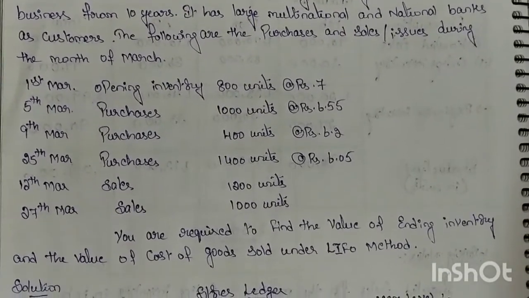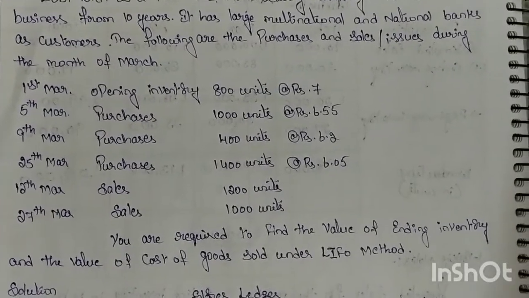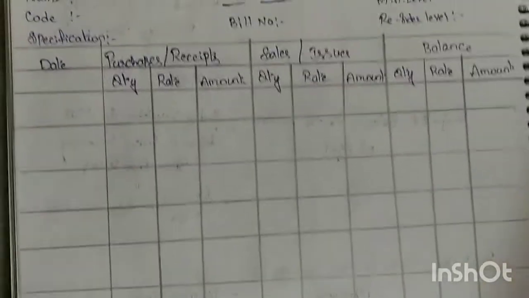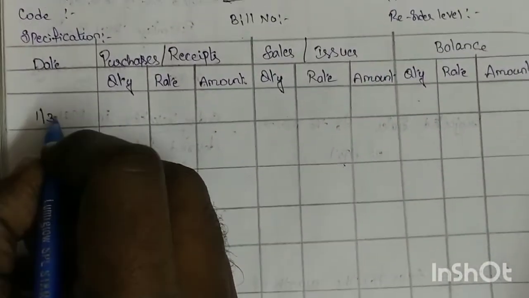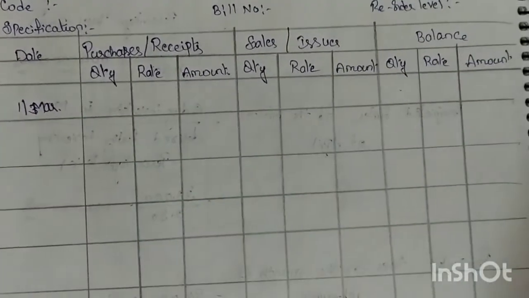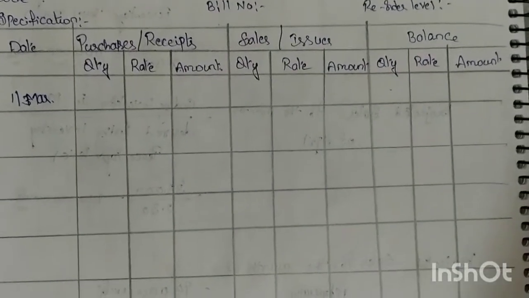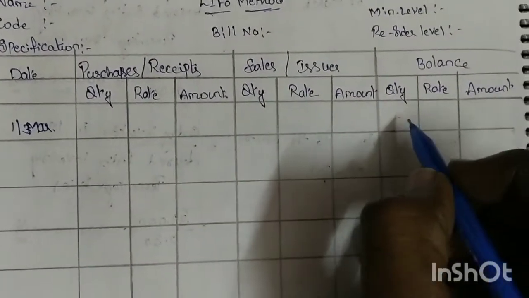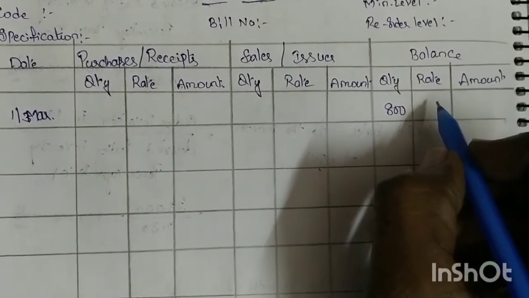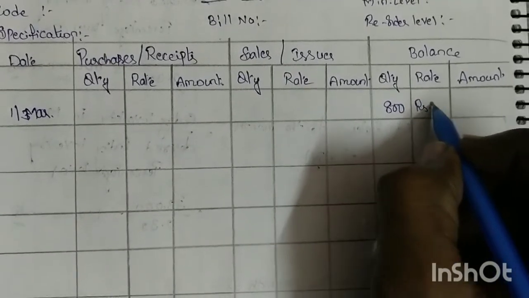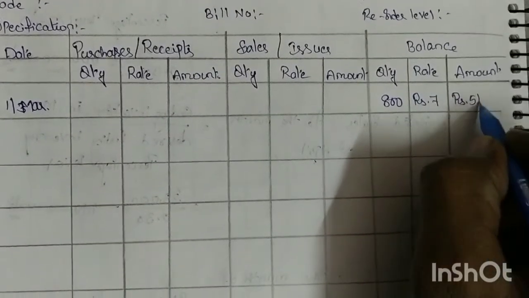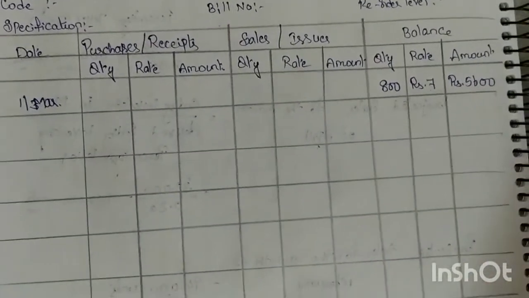Let us see how to prepare the stores ledger under the LIFO method. The first thing they have provided is that on 1st March, we do not have the year, so we can write it as 1st March, they have an opening balance of 800 units, which we write under balance. So 800 units at a price of rupees 7. The amount, 800 into 7 rupees, gives rupees 5600. That is the opening balance.